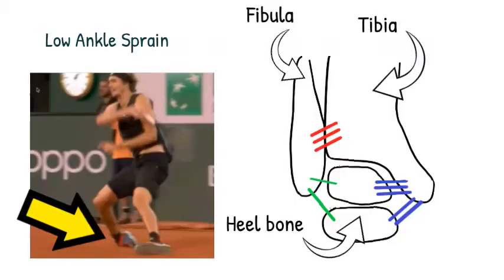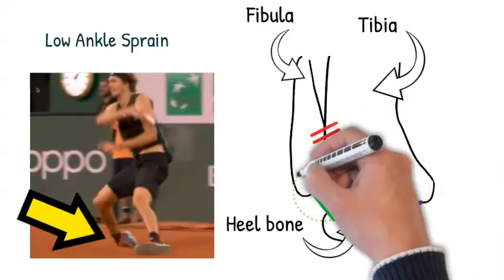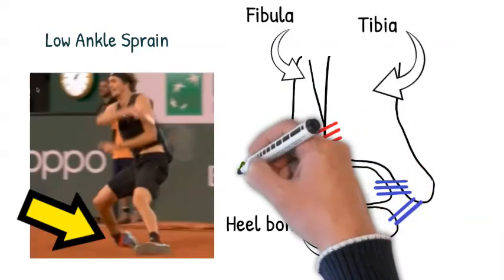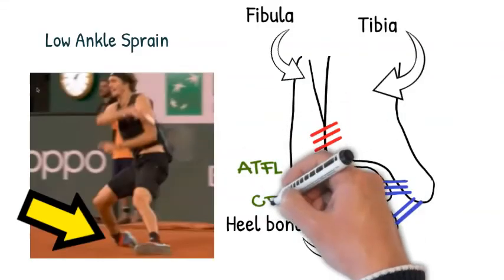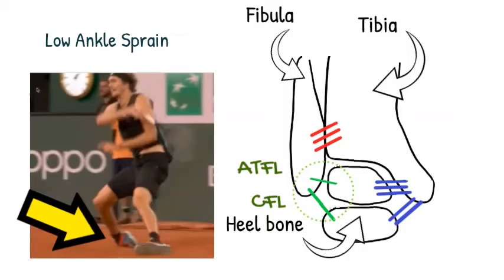But the ligaments that Alexander would have injured are called the low lateral ligaments, and they're known as the ATFL and the CFL, otherwise known as the anterotalofibular ligament and the calcaneofibular ligament. So they're the ones that he's going to have injured in this horrible injury that occurred in the semi-final.